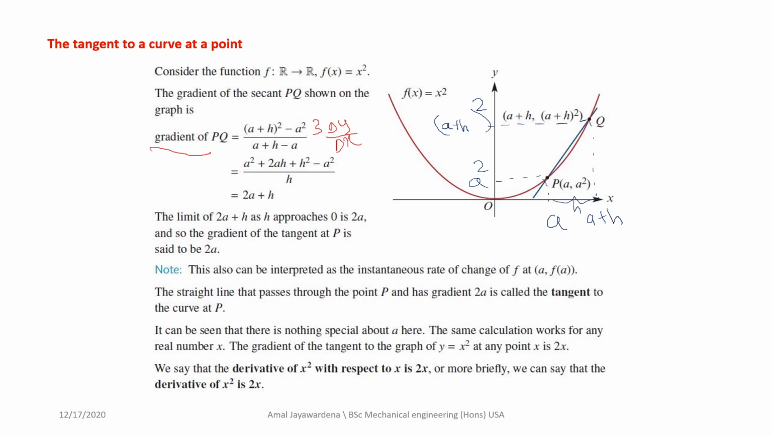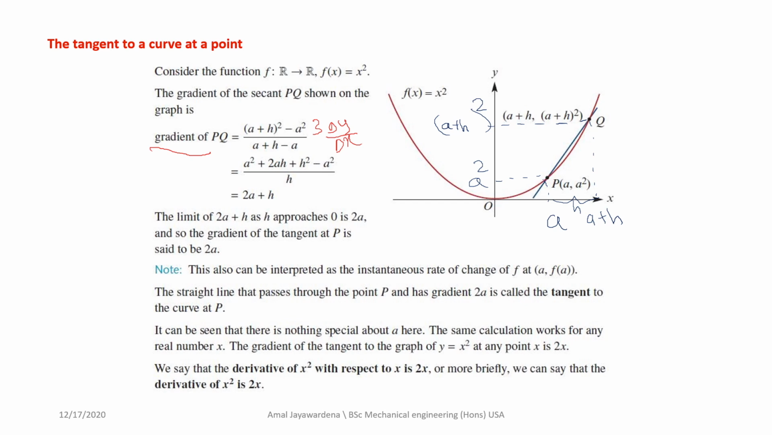So a squared plus double the product of two terms, 2ah, plus the square of the last term, h squared, minus a squared, divided by h. That is a squared over h, and 2ah over h is going to be 2a, h squared over h is going to be just h, minus a squared over h. Then we can simplify it as h goes to 0: the limit of 2a plus h, as h approaches 0, is 2a, right?